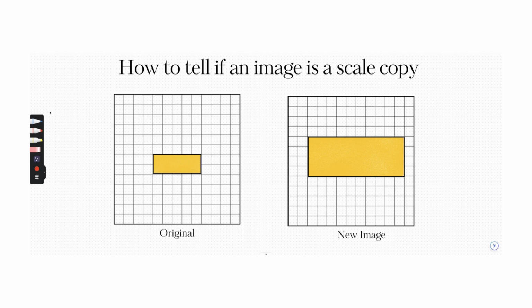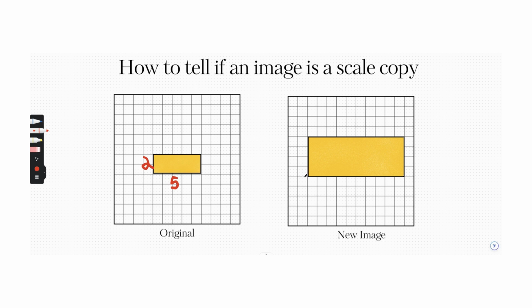The way you do this is you have to first measure the dimensions of the sides. So notice the height of this shape is 2, and the width is 1, 2, 3, 4, and 5. So the ratio of the height to the width is 2 to 5.